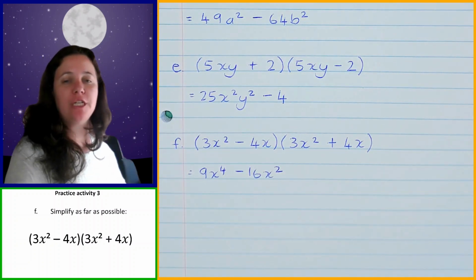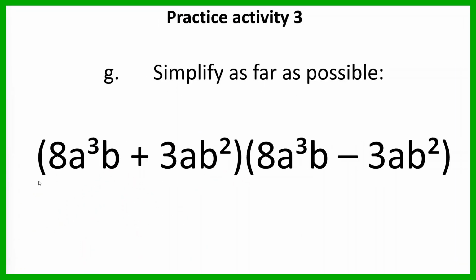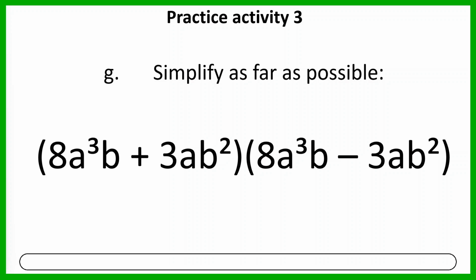And then question G, we've got 8a cubed b plus 3ab squared multiplied by 8a cubed b minus 3ab squared. I'm going to give you 1 minute for this question.